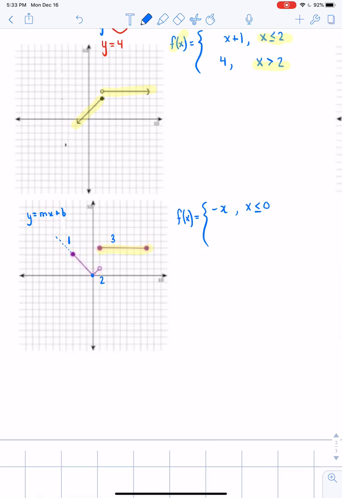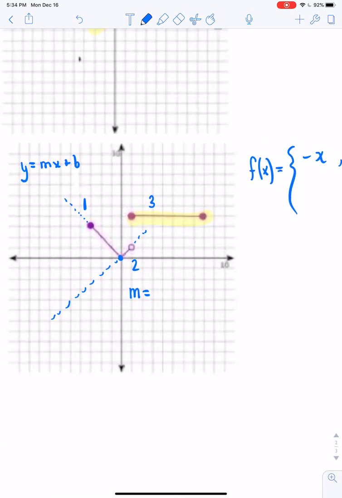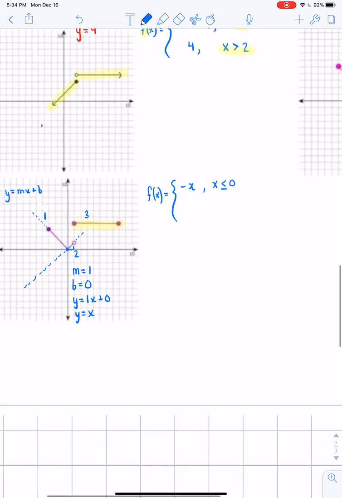So let's go on to line number 2. It's kind of a tiny line, but if it were a normal line, what would the equation be? The slope, what's the slope? The slope would be positive 1, because every time it goes right 1, it goes up 1. And what's the intercept? It would be 0, because it touches the y-axis at 0. So this equation would be y equals 1x plus 0, which is just y equals x. So we have the equation for the second line. F of x equals x. Put the comma and then put the rule.